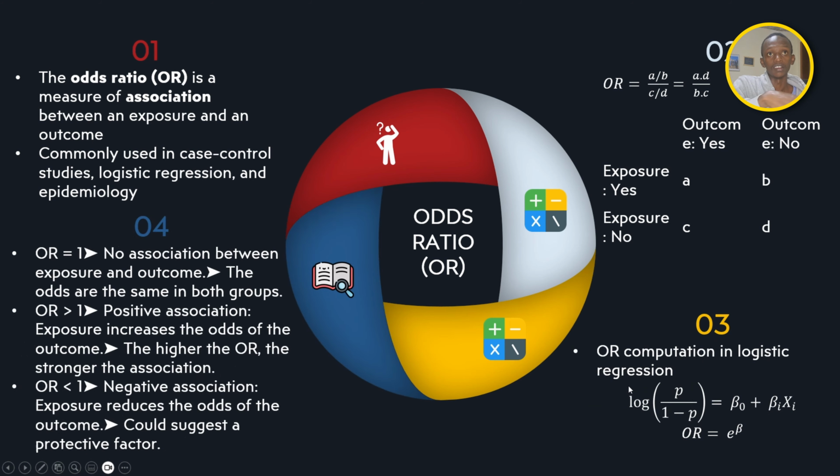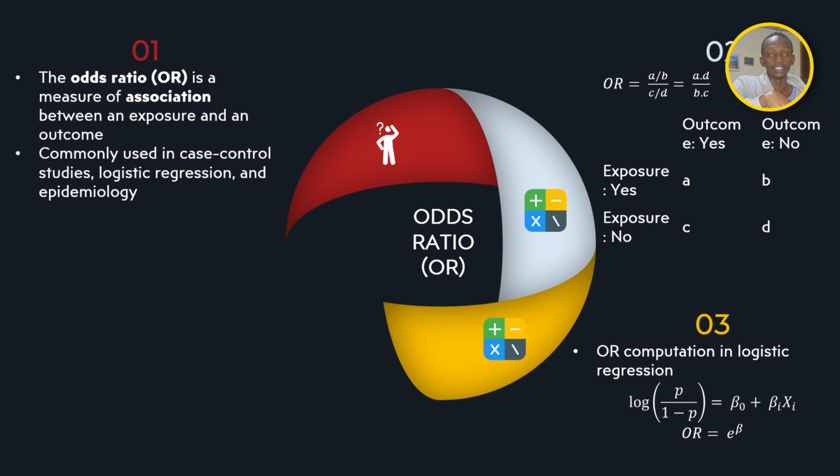However, in logistic regression, we are able to model our equation given by P over 1 minus P, which is equal to beta naught plus beta 1 x1 plus beta 2 x2 and so forth. So in order to get the odds ratio for the coefficients of beta, we'll need to exponentiate each beta. For example, exponential of beta naught, exponential of beta 1 and so forth. But how do we interpret?